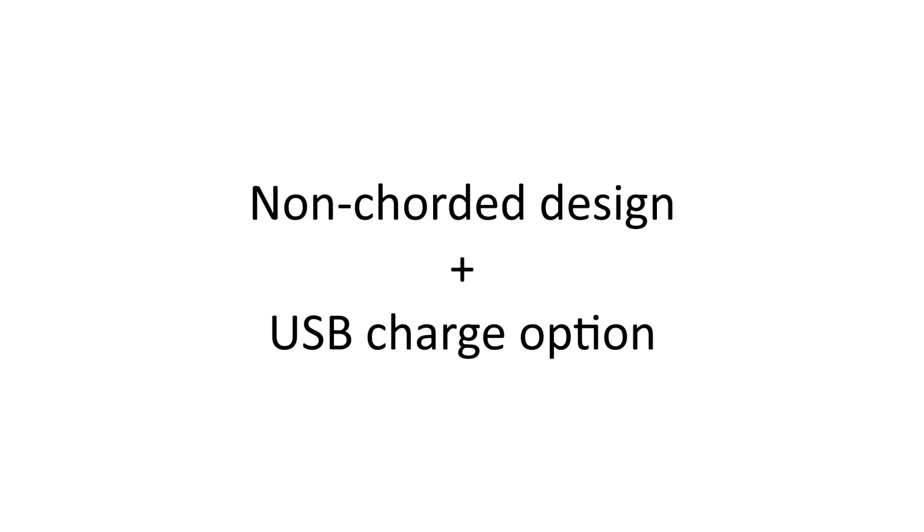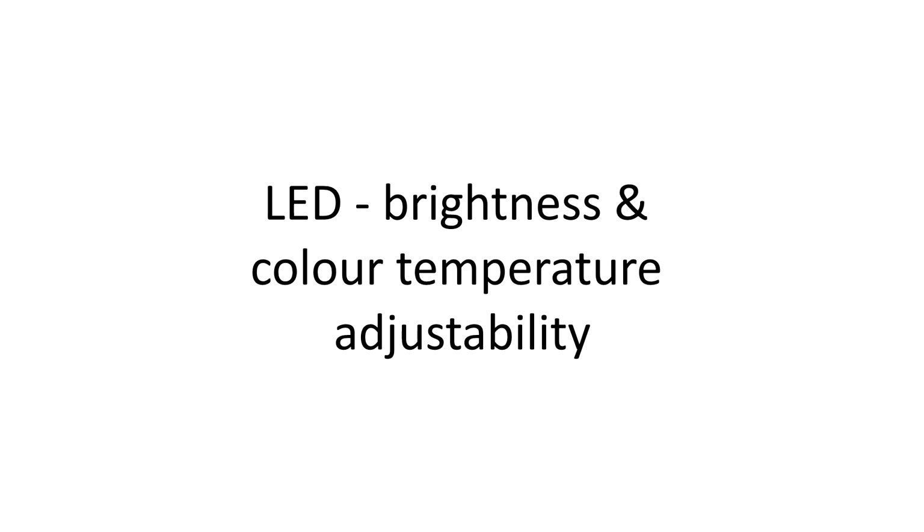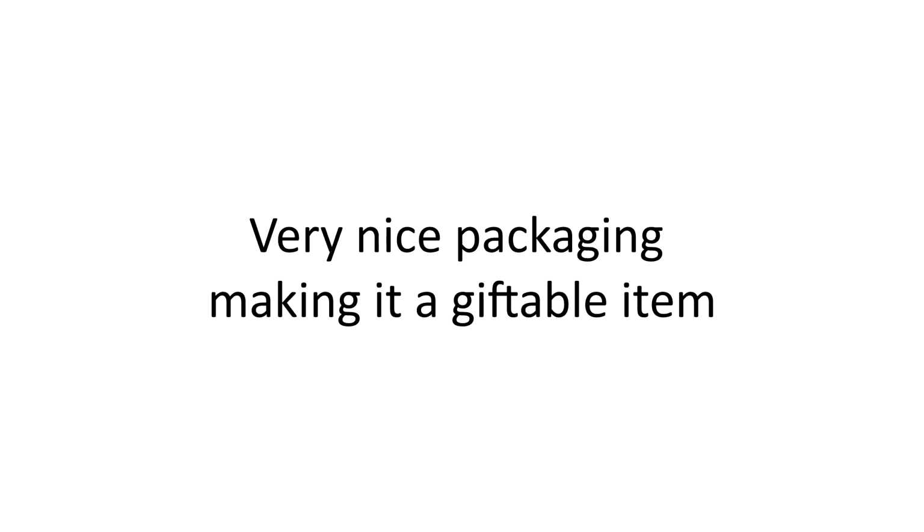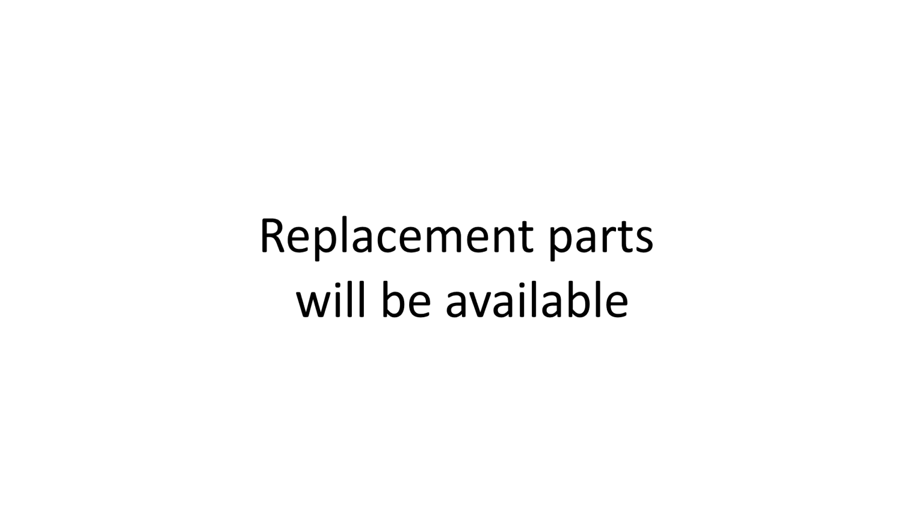I have made a list of features that I would like to see in my lamp. Some of them I will keep, some of them I will cut if the costs escalate too much. A non-corded design with a USB charge option, LED illumination with adjustable brightness and color temperature. I will have a cable channel for the USB cable. Very nice packaging since it's going to be a giftable item. Made from sustainable bamboo. Made in a way where replacement parts are available. And it will be very cool looking.